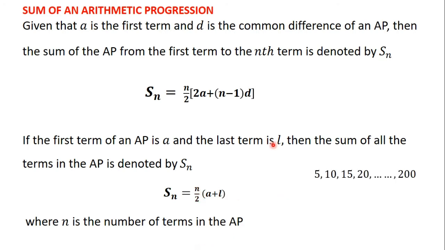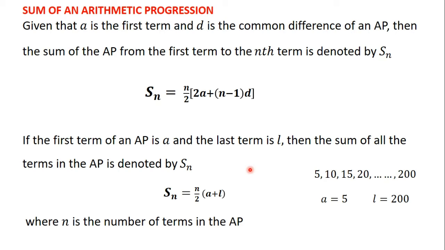So for example, if you have this AP 5, 10, 15, 20, and it continues up to 200, a will be the first term, l will be the last term. So a is 5 and l is 200. And n will be the number of terms in this AP. So if you're able to find the number of terms in this AP, we can substitute the values of a, l, and n into this formula to find the sum of all the terms in this AP.